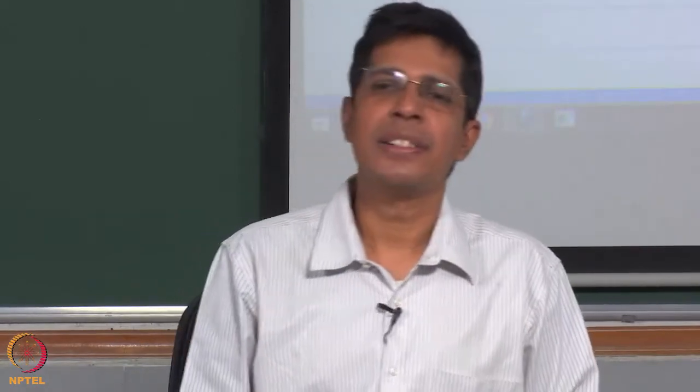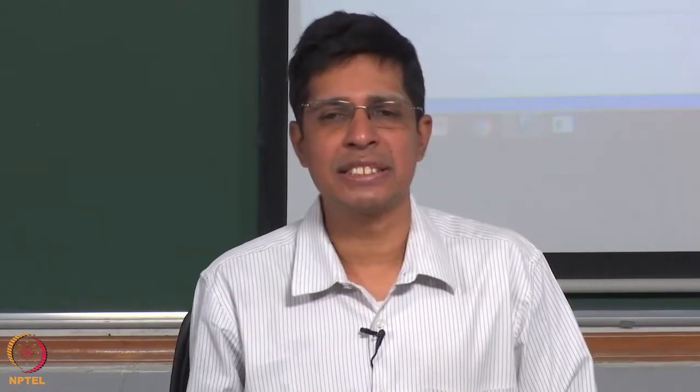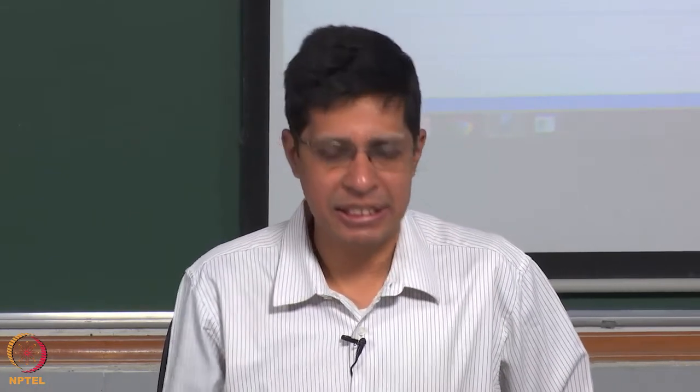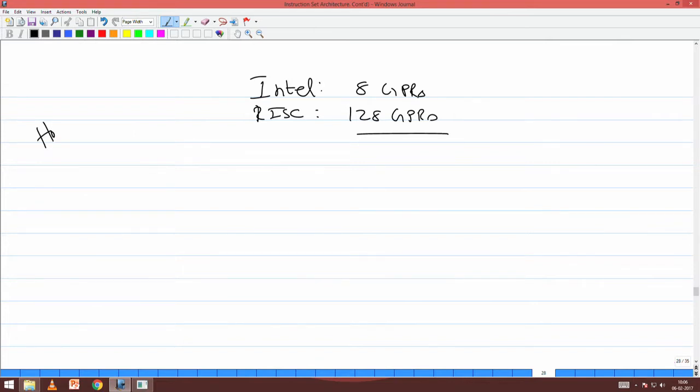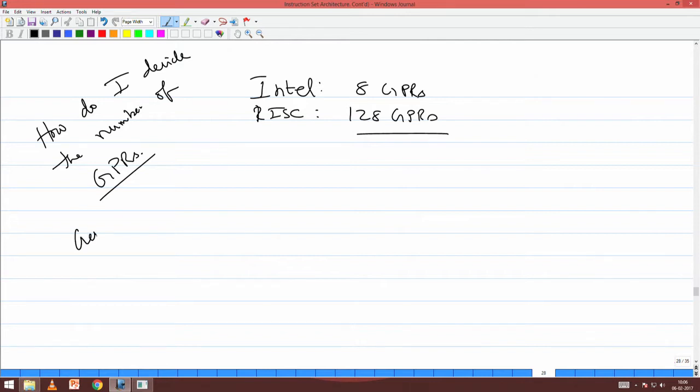Now let us start with another important topic in the designing of the instruction set. How do you decide the number of registers? For example, the Intel architecture you are seeing has eight general purpose registers. But there are RISC architectures which have 128 general purpose registers. So how do I decide the number of GPRs? This is the question that we would like to answer. GPRs essentially stands for general purpose registers.